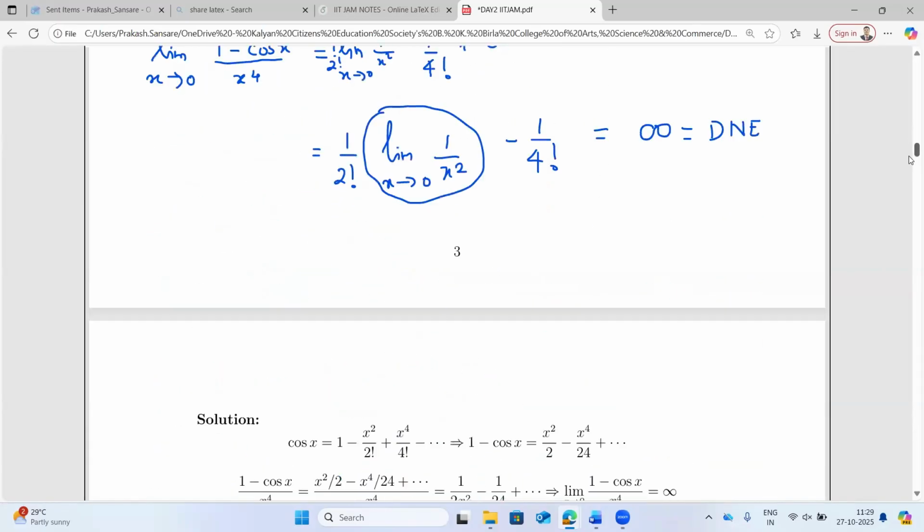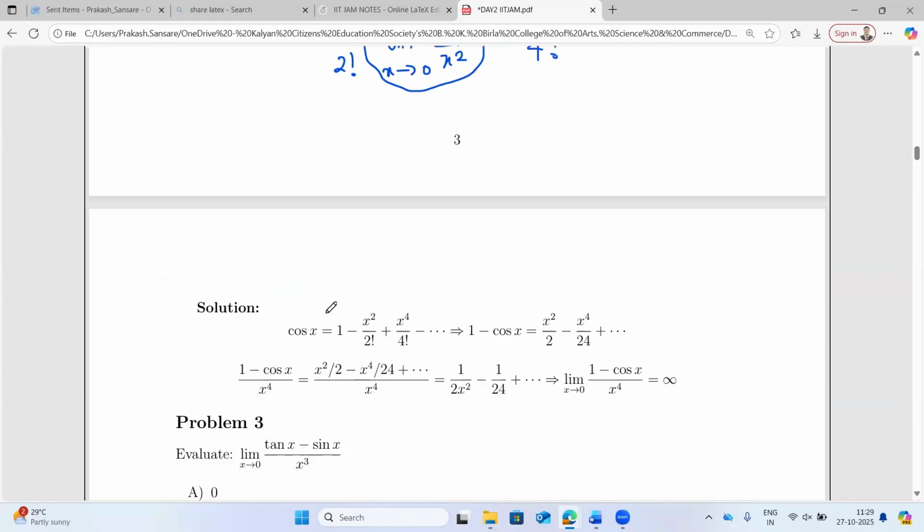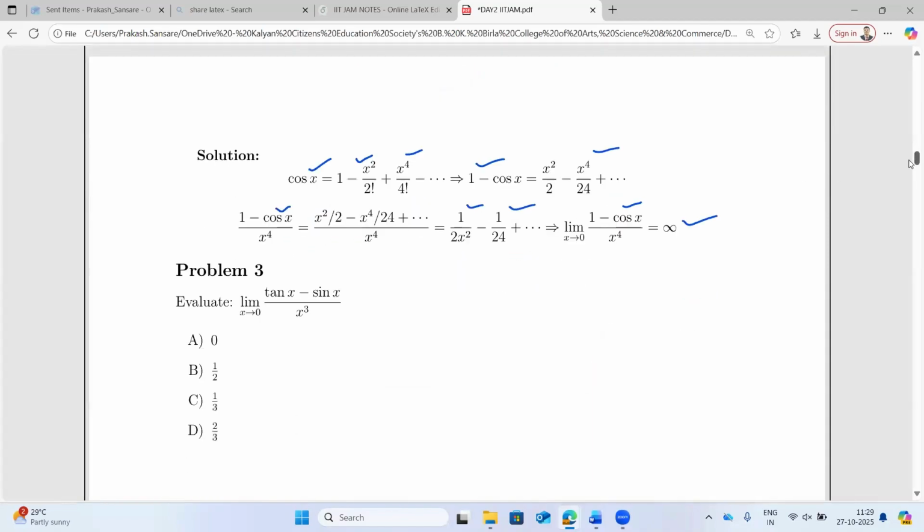So you can see that 1 minus cos x divided by x to the 4 is about 1 upon 2x square. So you take the limit on both sides, and the final answer does not exist. Is this okay? Yes, sir.